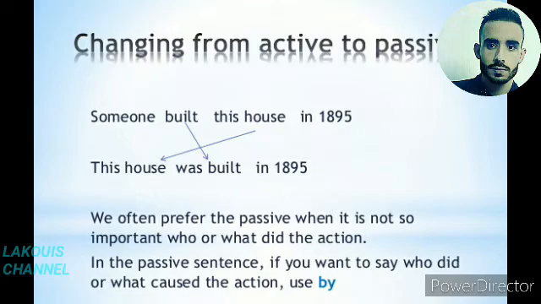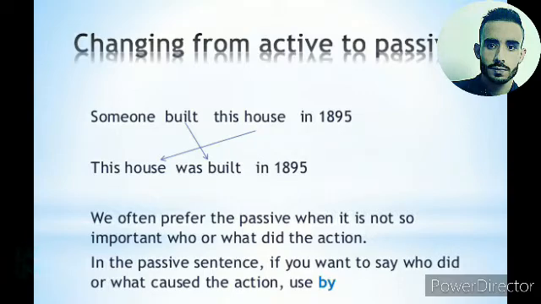How to form the passive voice? Normally, in the active voice we start with the subject, then the verb, and the object. For example, we have "someone built this house." That is, we start with the subject, someone, the verb built, and the object, which is this house. This is an active sentence. So to turn it into a passive sentence, we need to start with the object, that is this house, plus the verb to be conjugated in the same tense we have.